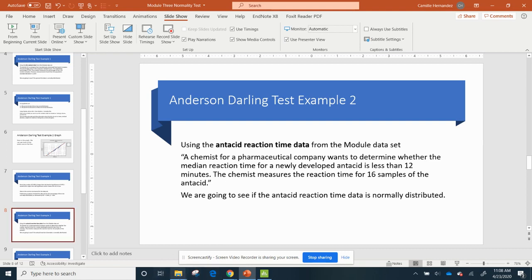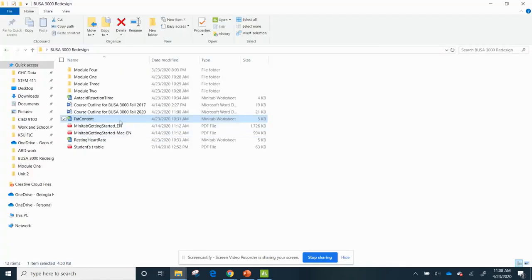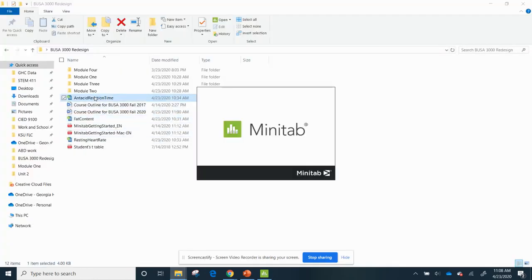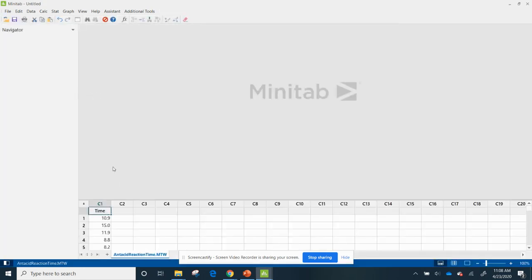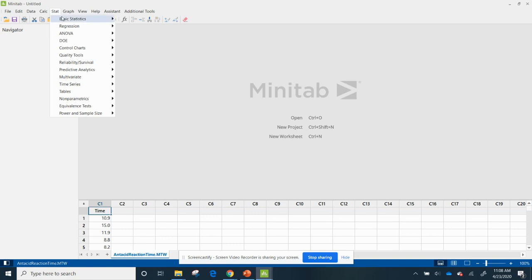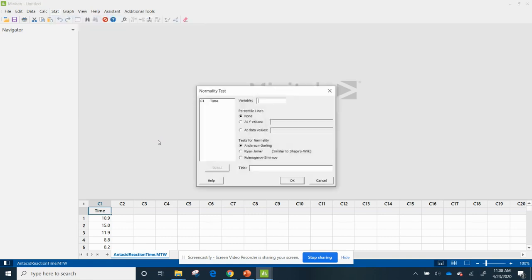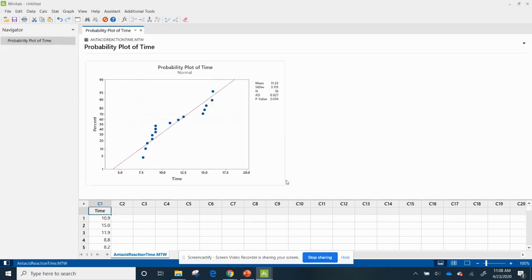Okay, again, go find the data, and I have it here. I'm going to open it again. When I click on it, it opens a mini tab, and here it has the time. So I'm going to go up to Stat, Basic Statistics, Normality. I'm going to put the time in there, and I'm going to keep the Anderson-Darling. So then I'm going to look at it.